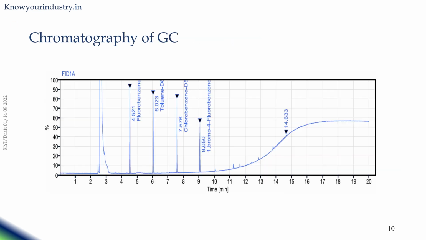This slide shows a typical chromatogram of a gas chromatography. You can see the elution of compounds from the start of the time, at 4.5 minutes, then 6 minutes, then 7.5 minutes and 9 minutes. Different compounds are getting eluted. These are basically volatile or semi-volatile in nature, so they get vaporized and mixed with the gas and are eluted through the column.